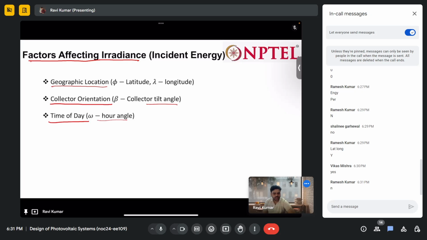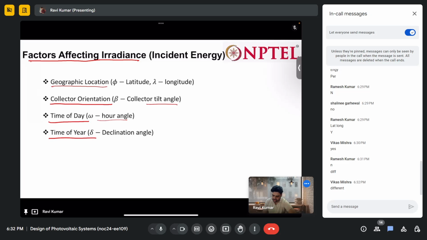Then, if you are in Delhi, the solar irradiance at 12 noon in June and in December will be same? Time, place, everything is same, just I am changing the month. Solar radiation on, let's say, 1st June and 1st December in Delhi will be same or different? Okay, different, yes. It means it is also depending on the time of the year, and this time of the year affects the declination angle, that is the delta.